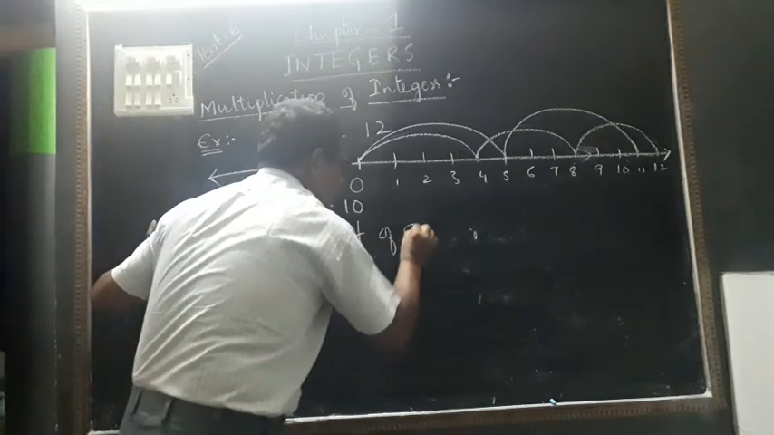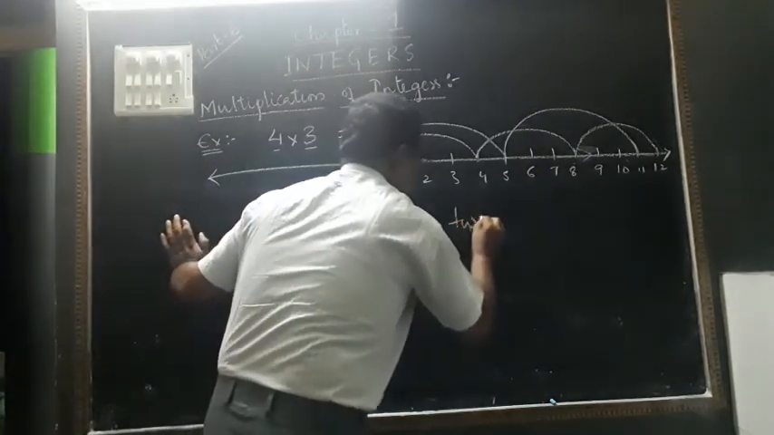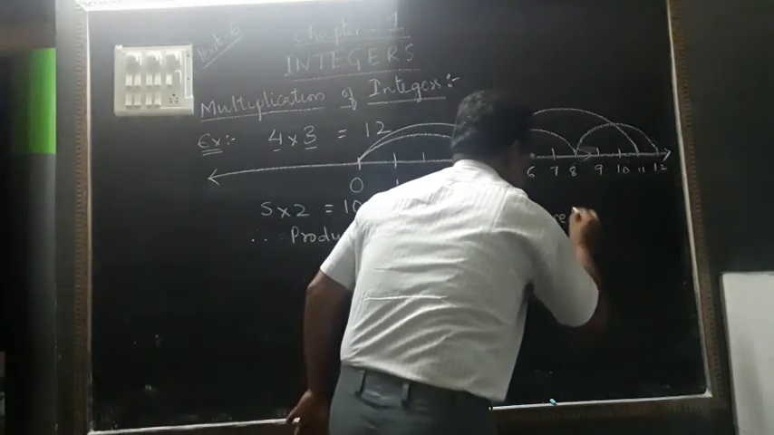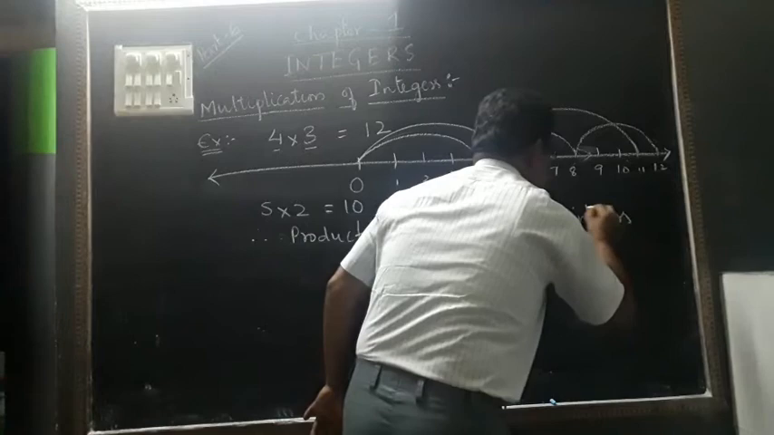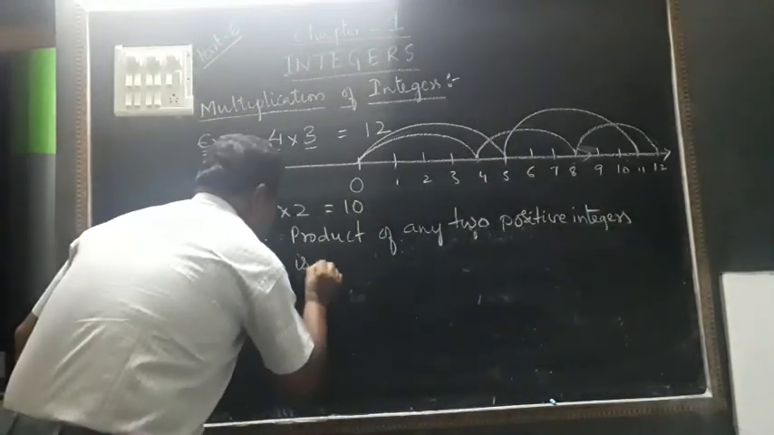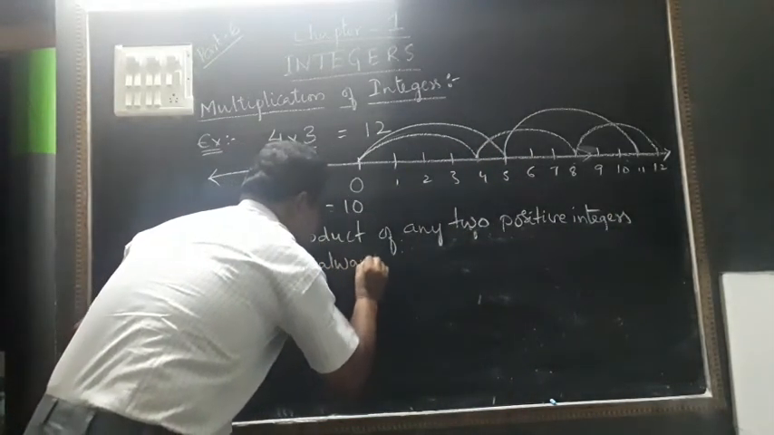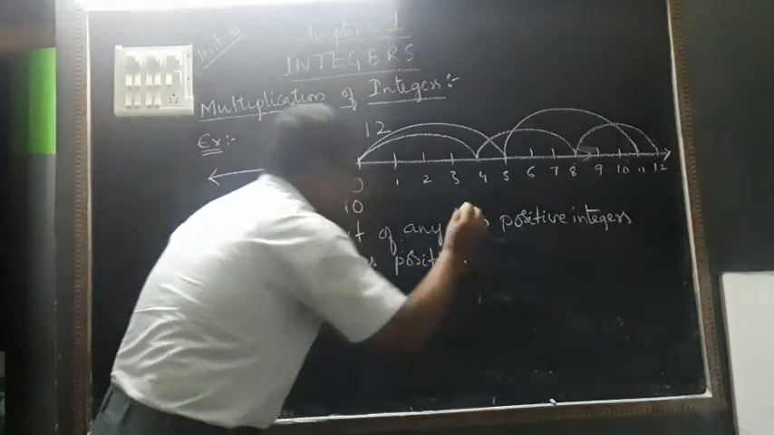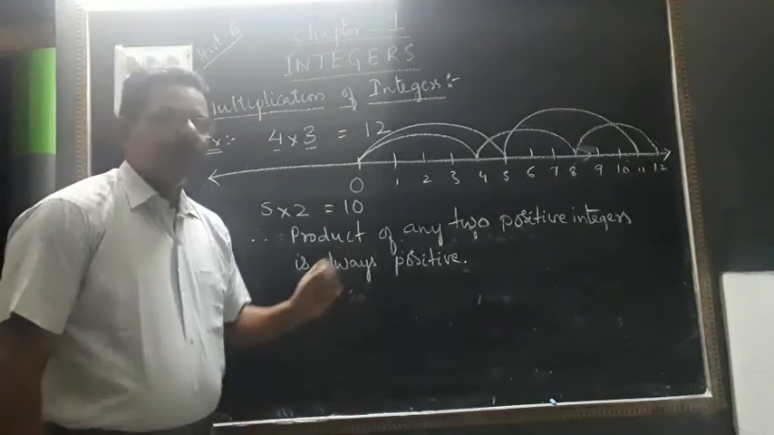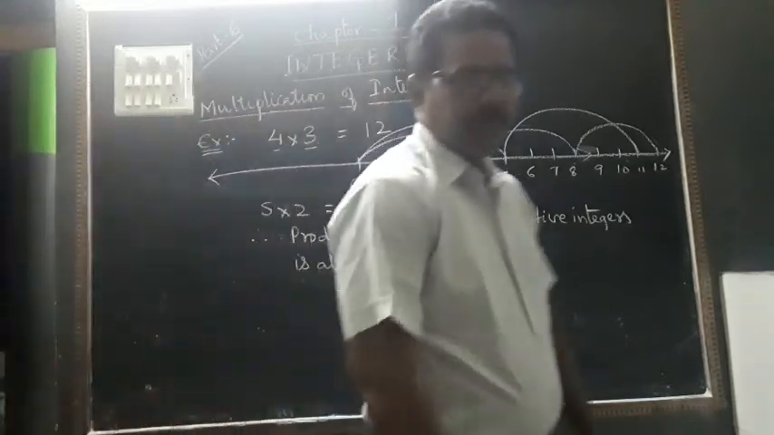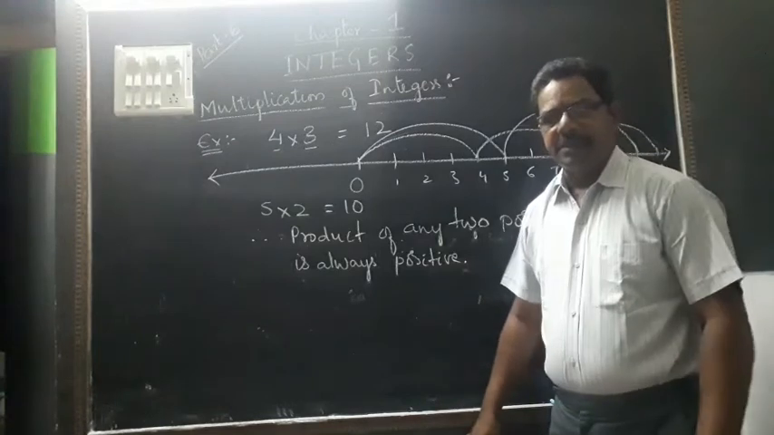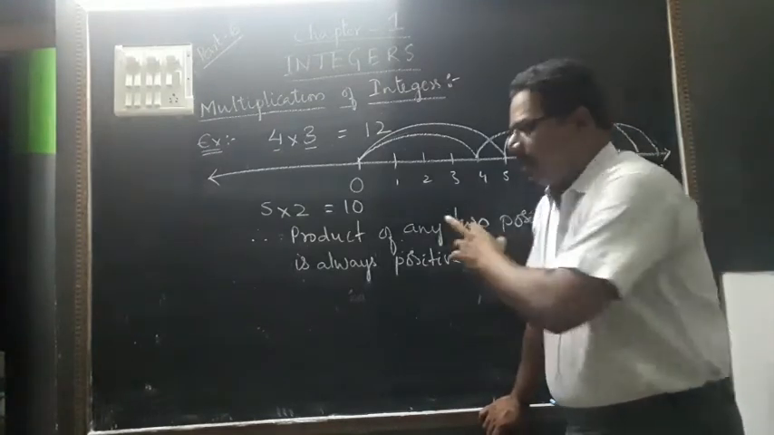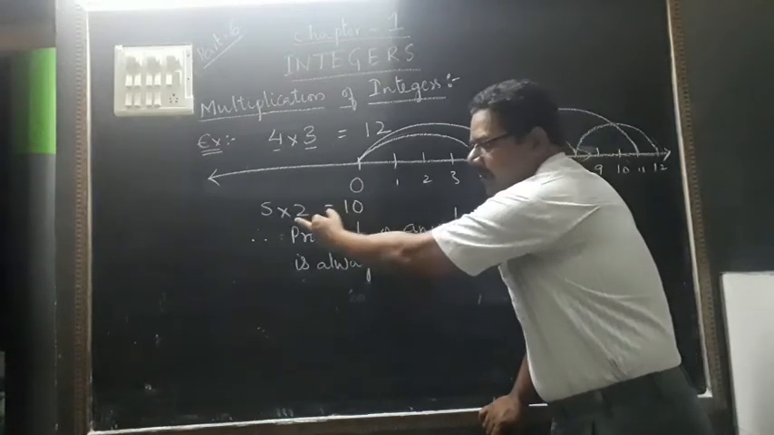So the product of any two positive integers is always positive. Okay. That means if you take any number of integers, if all are positive, you get only a positive integer as the resultant product of the given integers.